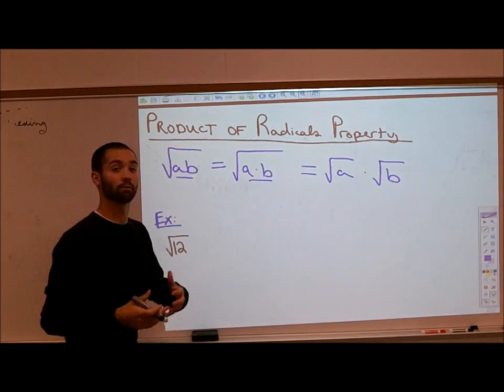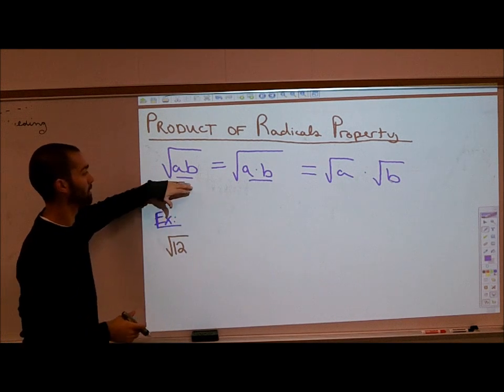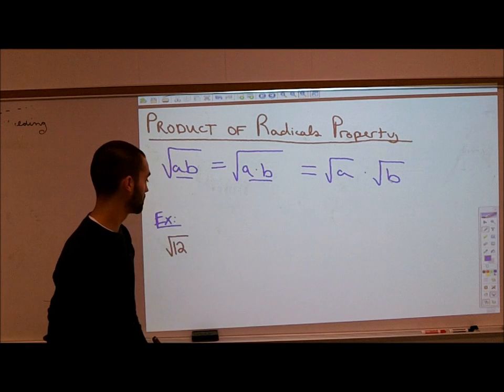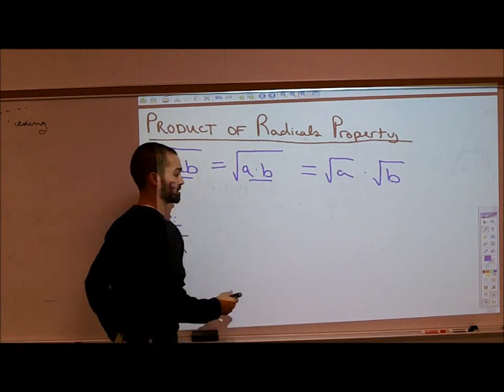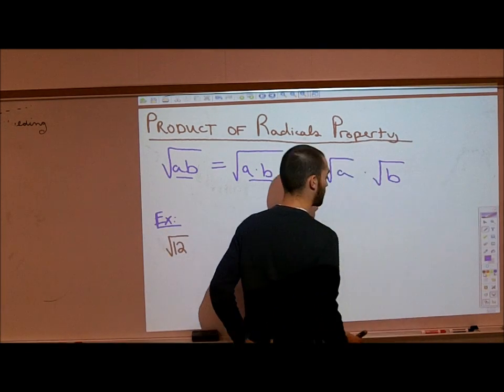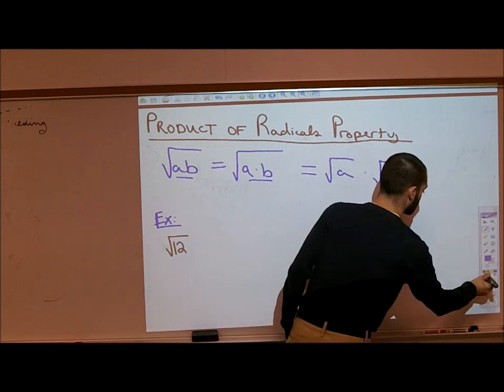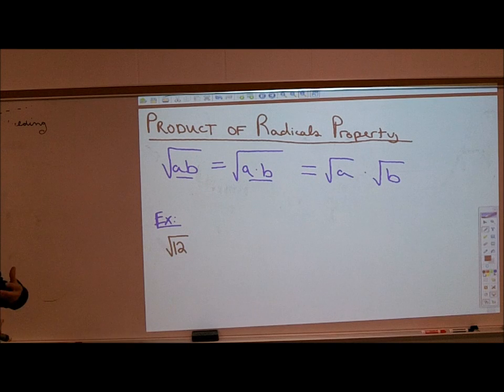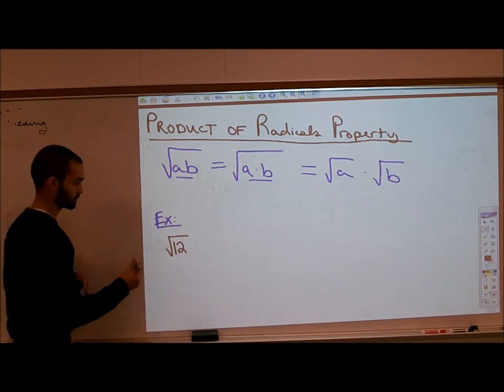So the main thing I want you to get from this property is that you can take a number, break it down, and then separate it into 2 different radicals. Okay? So, for example, let's do this guy down right here. The radical of 12. Well, there's a couple things we can break radical 12 down into.